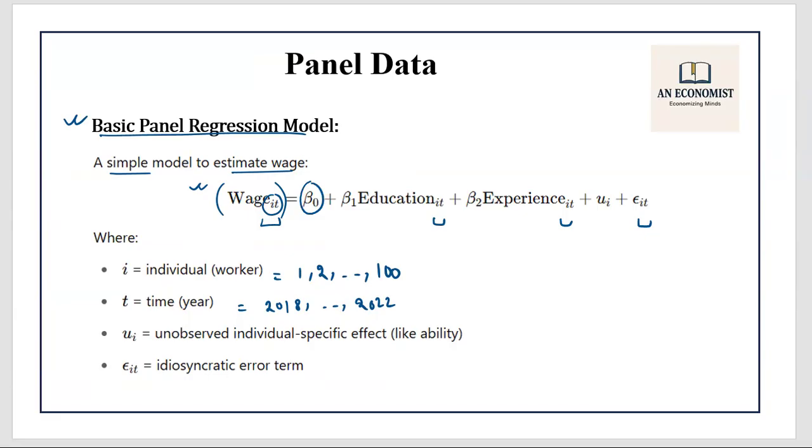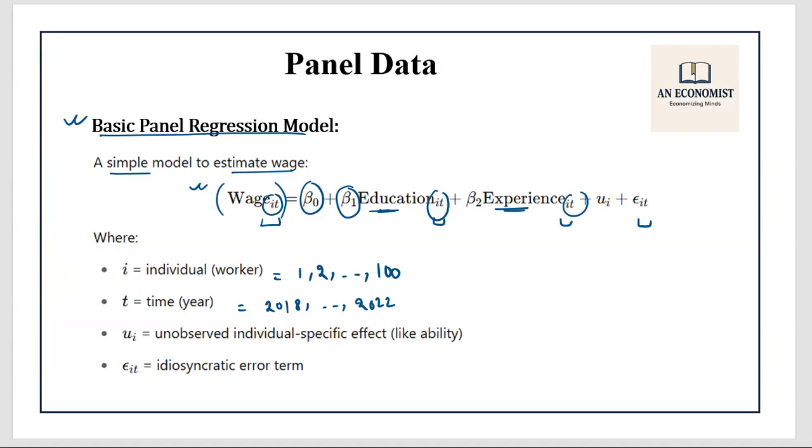Beta naught is just an intercept parameter. Beta 1 is the slope parameter with respect to education. Beta 1 basically gives you the average effect of education on wage. Again, education has these two suffixes. Education will also vary across different entities, across different workers, and across different time periods. So basically, the it suffix is this. And then you also have experience, which is also it. All the explanatory variables will have this kind of two suffixes.